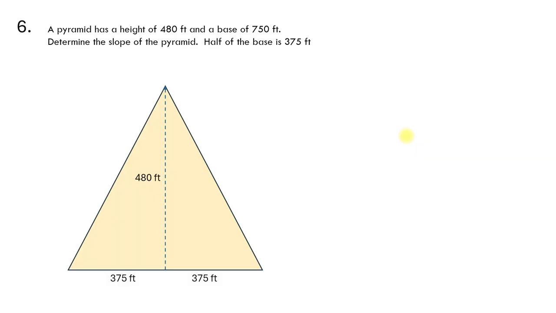A pyramid has a height of 480 feet and a base of 750 feet. Determine the slope of the pyramid. So we want to know what the slope of this line is right here.